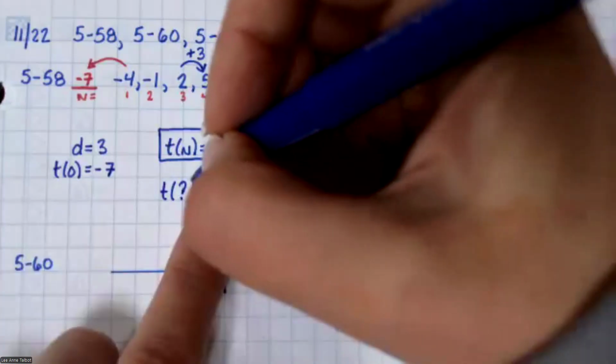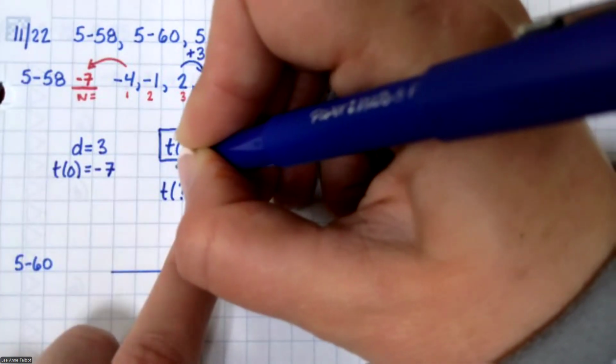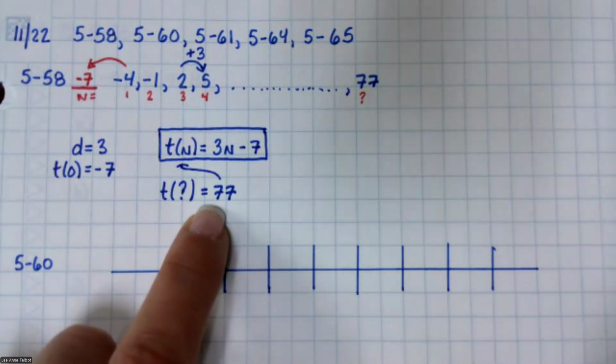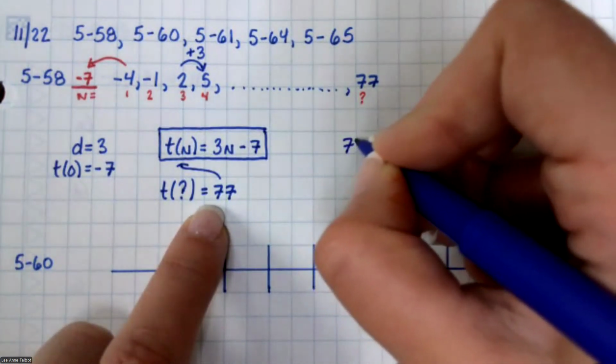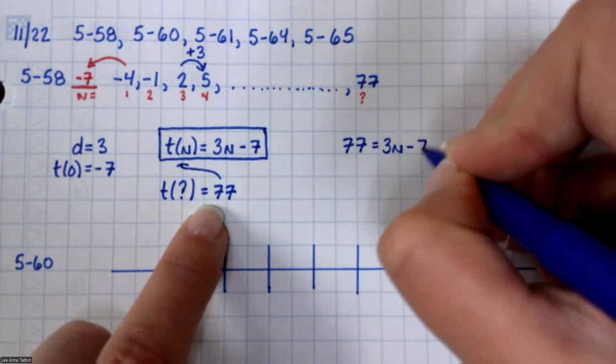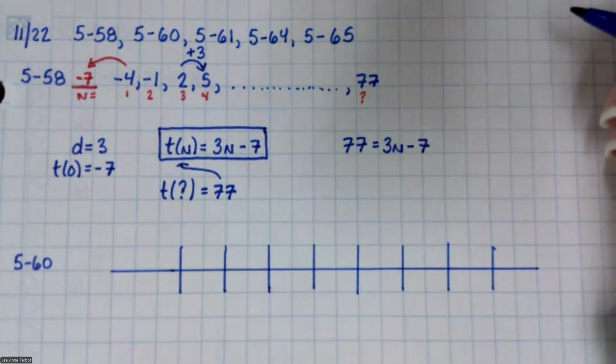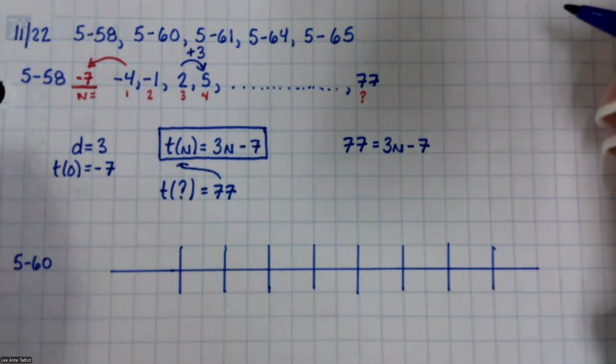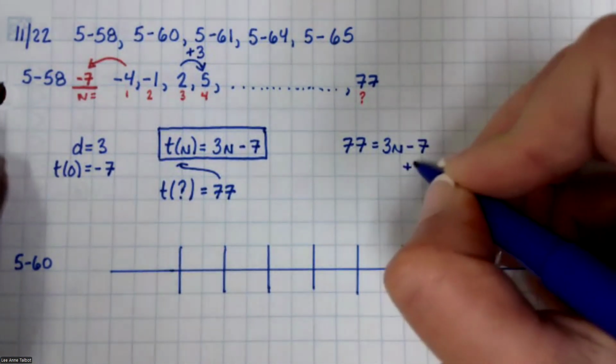So what I'm going to do is take the 77 and plug it in the T of n spot right there. So I have 77 equals 3n minus 7. Plus 7.